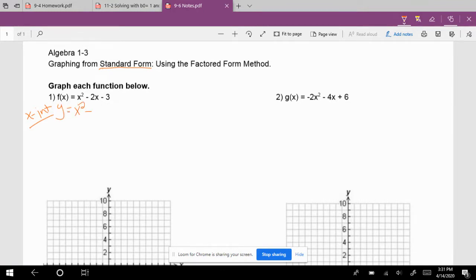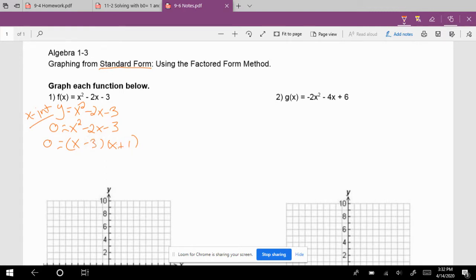If I'm going to find my x-intercepts, by definition, x-intercepts are when y is 0. So I'm now solving this equation, and I'm going to try to solve it by factoring. I know these have an x and an x, and what two numbers multiply to be -3 but add to be -2? This is -3 and +1.